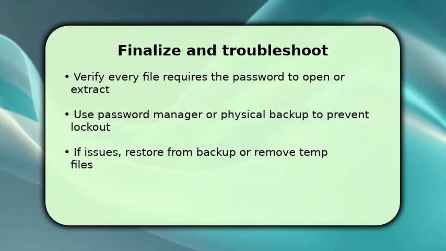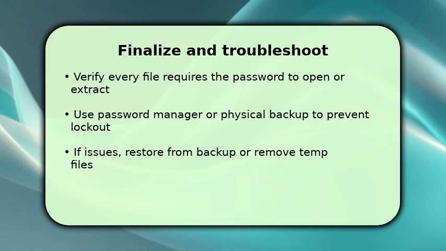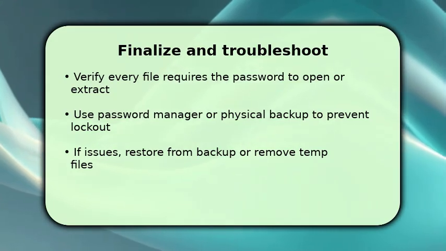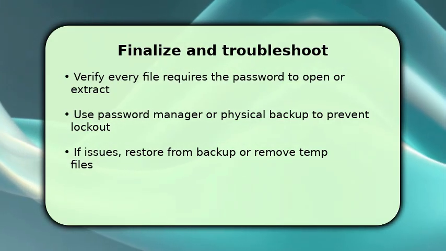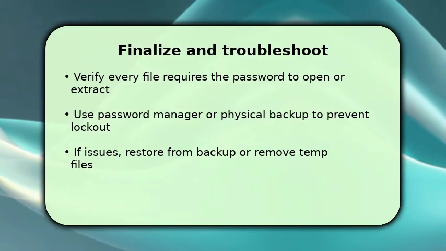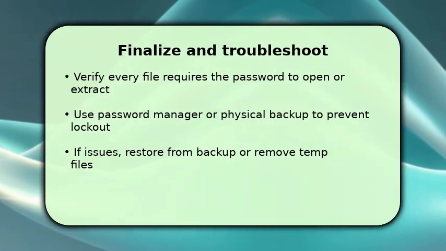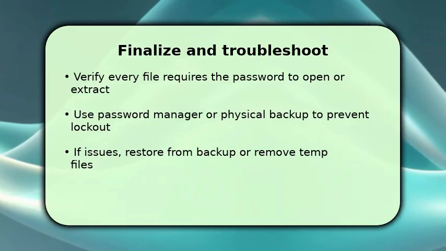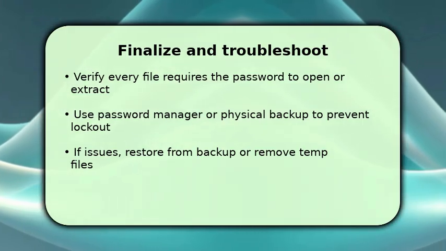If something goes wrong, files won't open or show corruption. Stop and restore from your backup copy, clear temporary files, or recreate the protected archive. And if encryption seems broken, avoid overwriting originals. Seek recovery tools or professional help instead.